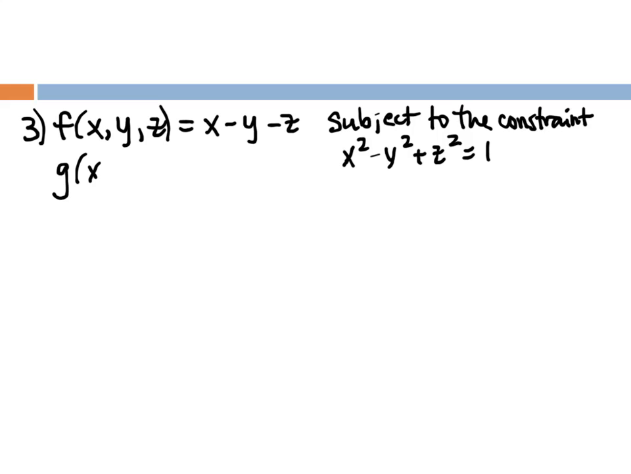Yeah, g of x, y, z. So what is my constraint equation? X squared minus y squared plus z squared minus 1. Okay, step 2.